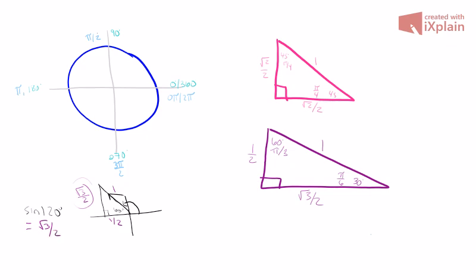And since it's quadrant 2, I know to get to my point right here, I need to go left and up. So my y value is positive. My x value would be negative. So if I asked you for cosine of 120, that would equal this negative 1/2.